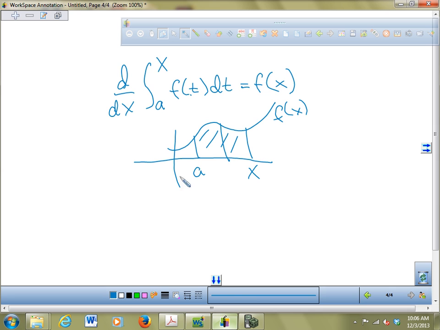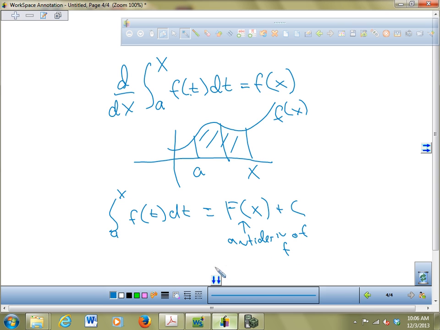So if I want to take the integral from a to x of f of t dt, that's equal to some antiderivative of f, big F of x, plus a constant, because you have to have a constant whenever you take the antiderivative.